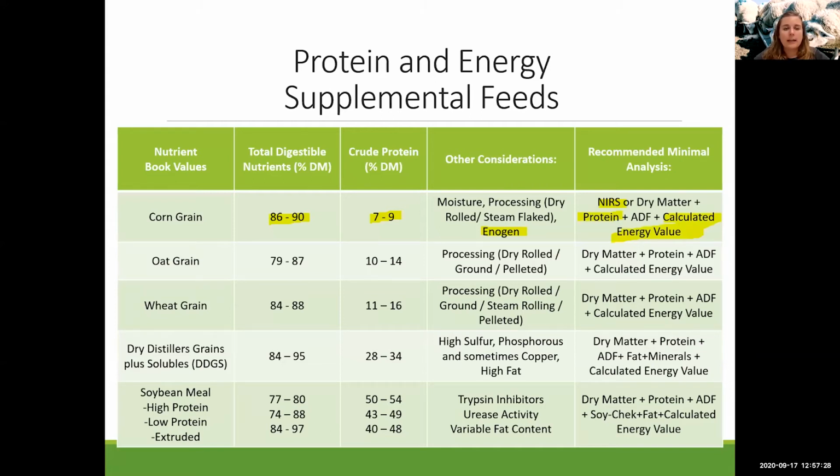So some other small grains, the wheat and oat, again, great for energy supplementation, better than corn for protein. Processing is going to be a consideration that you're going to want to think about when you are obtaining these feeds for a supplement. And then again, I would just recommend the wet chemistry F2 test on these.